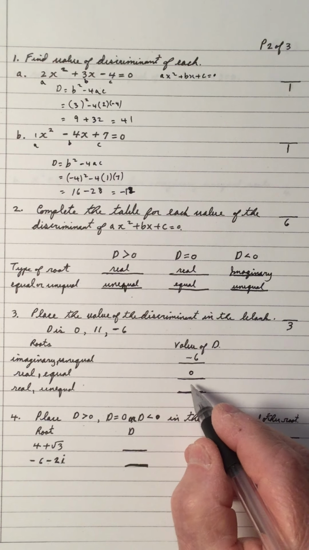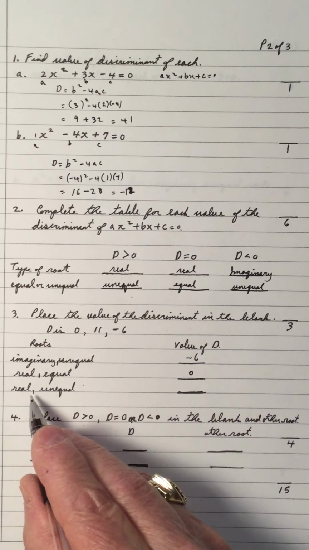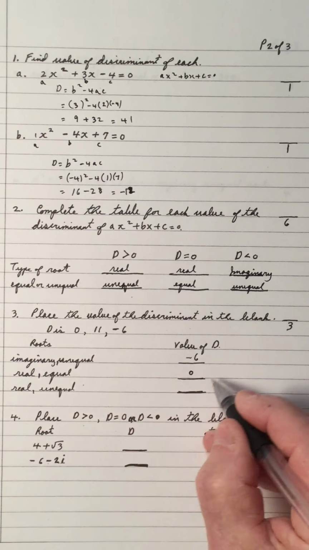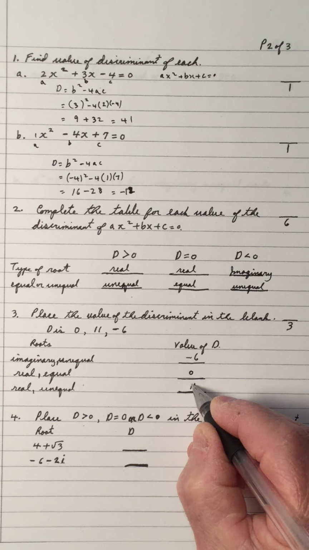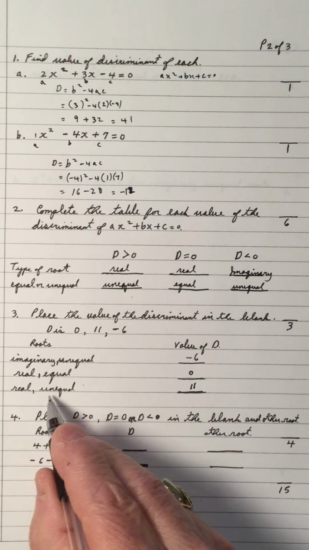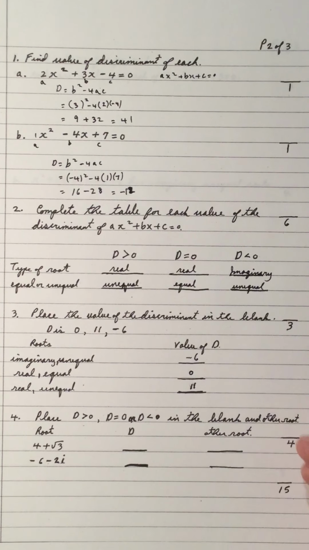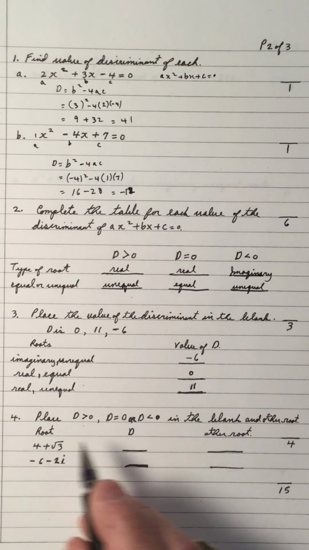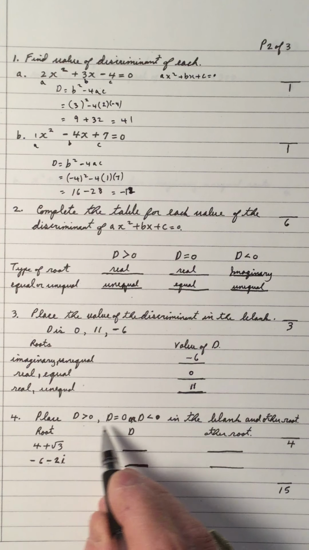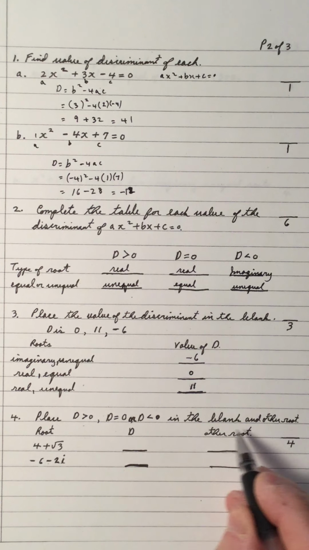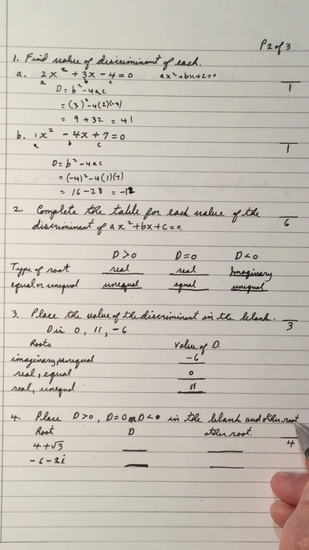And if the roots are real and unequal, the discriminant has to be 11. If the roots are real and unequal, the discriminant has got to be greater than 0, so that's 11. And for each one correct, give yourself a mark. Number 4, place greater than, equal to, or less than in the blank and find the other root.